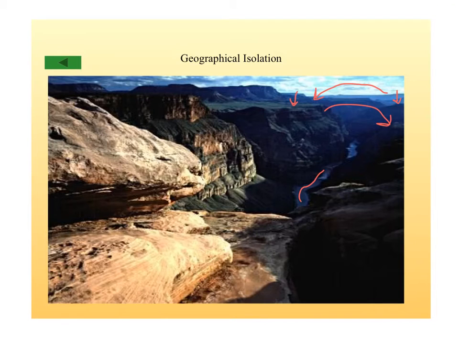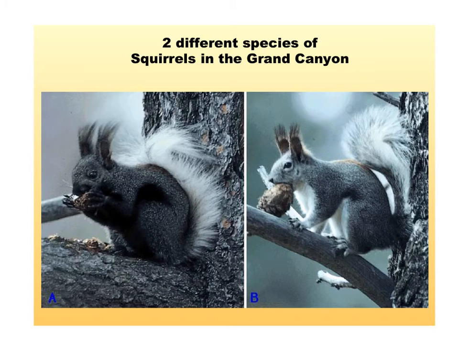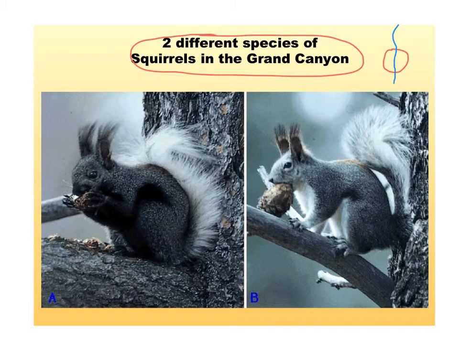They're isolated. Well, over thousands and thousands of years, those squirrels actually evolved to become two separate species of squirrels. Hey, and there they are. These are the two different species of squirrels in the Grand Canyon. There used to be one species of squirrel. There was a population of squirrels, but old Mr. Colorado River came in, made the Grand Canyon, split these two populations up, isolated them from each other.